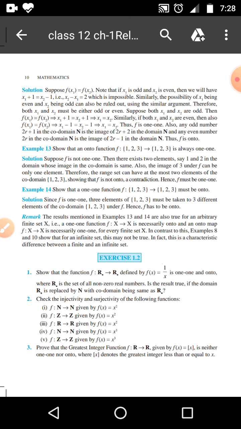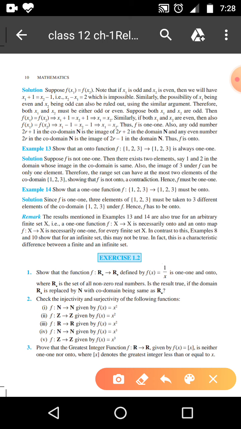Chapter is relation and function. So let us see first question number 1. Show that the function f from R star to R star defined by f(x) = 1/x is one-one and onto, where R star is the set of non-zero real numbers. Is the result true if the domain of R star is replaced by N with codomain being the same R star? So for R star to R star it is one-one and onto too.